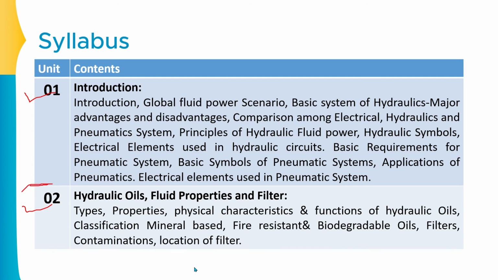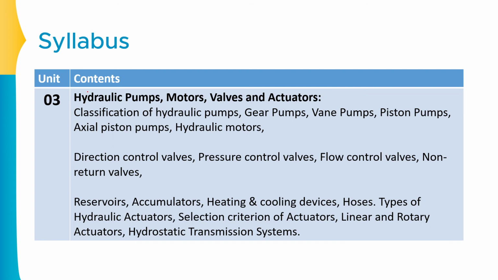Okay, in the third unit we are going to understand the various kinds of pumps, motors, valves and actuators that are used in the system. Pumps are the basic power generating units, motors are the delivering units, valves are basically the controlling units, and actuators are the actuating units. Okay, so basically we are going to divide the whole section into a total of 3 parts, and we will be understanding them one by one. So this is the third unit.